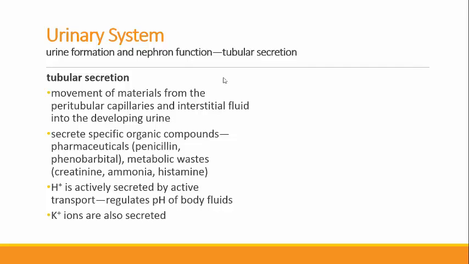So we are capable of secreting specific organic compounds. Remember, an organic compound is anything that contains carbon and hydrogen at minimum, but also usually oxygen. So these include pharmaceuticals. Penicillin and phenobarbital are both materials that are secreted into developing urine, and metabolic wastes like creatinine, ammonia, and histamine. These are materials that we don't need in high concentrations.